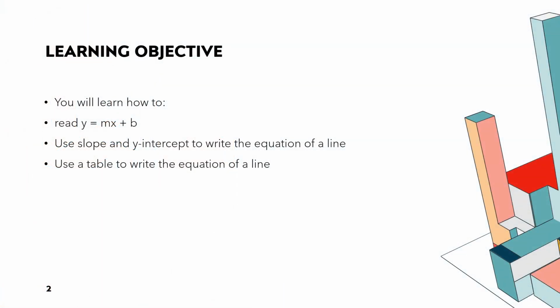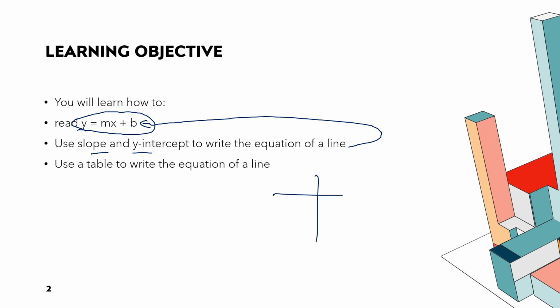First, we're going to learn how to read y equals mx plus b. Next, we'll use slope and the y-intercept to write the equation of a line, which, foreshadowing, looks like that. And then we'll create an XY table, and we'll use the formula to complete the table or the equation.